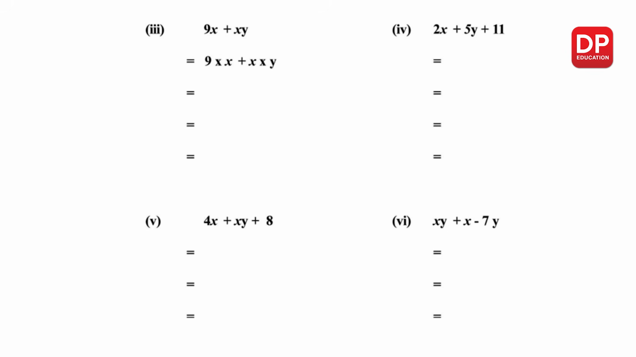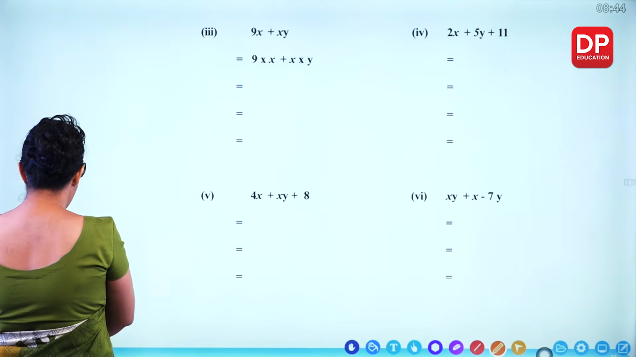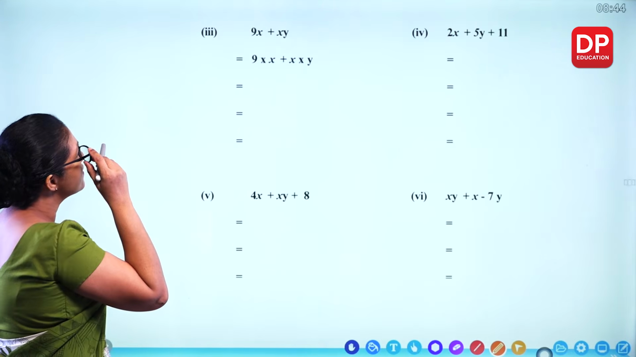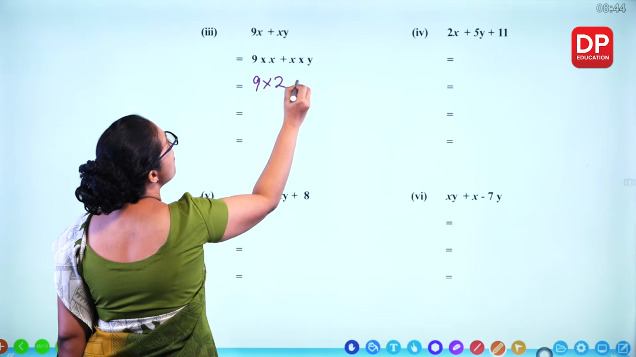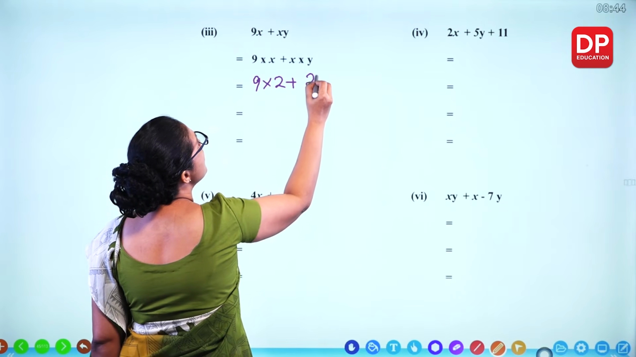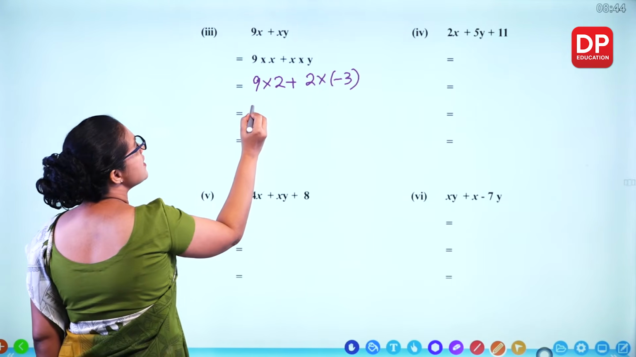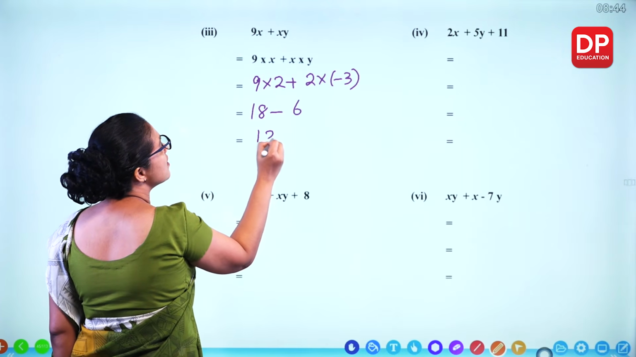Now look at this one. Same values you have to plug in. What are the values? X equals 2 and y equals minus 3. 9 into 2 plus xy, where xy means x into y. So 2 into minus 3. Y equals minus 3. 9 times 2 is 18, minus 6, you get 12.